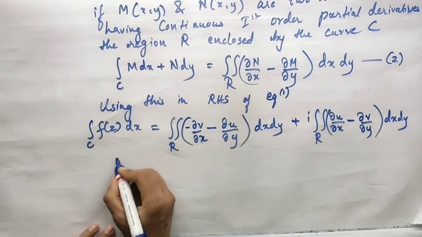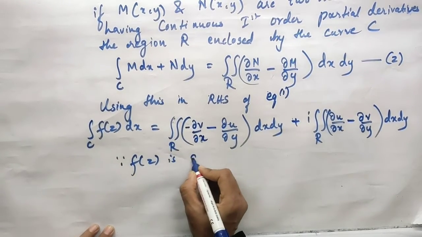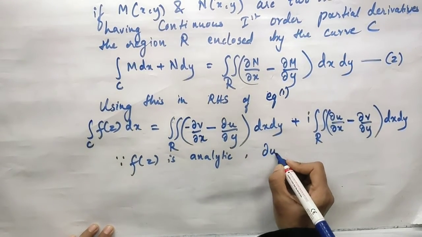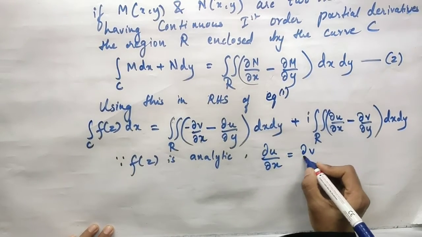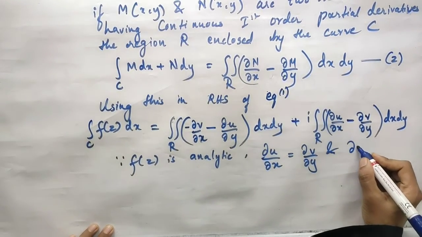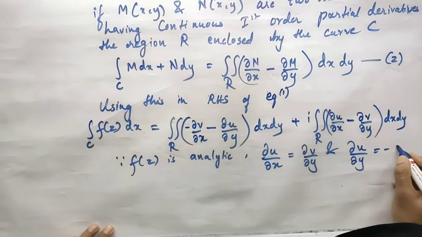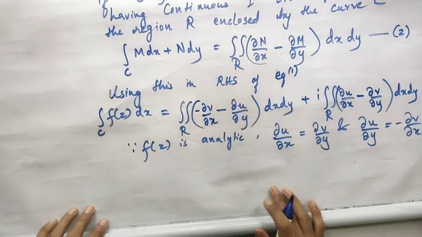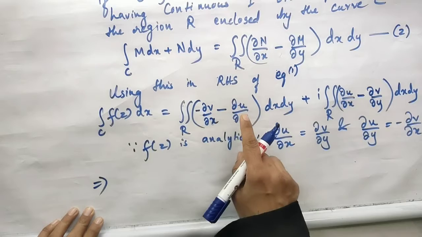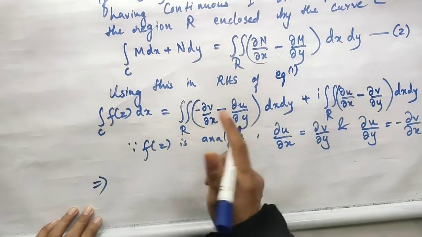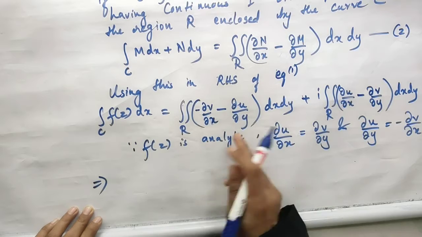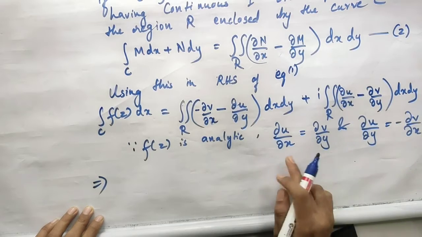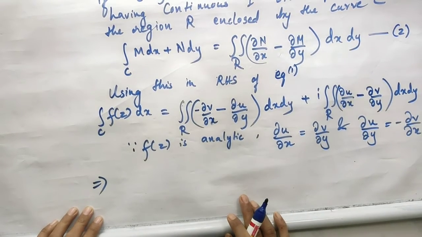Now since f of z is analytic, it must satisfy the CR equations: dou u by dou x is equal to dou v by dou y, and dou u by dou y is equal to minus dou v by dou x. So this implies, for the first part of this integral, that the two of them are equal. Minus dou v by dou x is equal to dou u by dou y, so if you take the difference between the two, it will be 0. Similarly, since these two are equal, the difference between the two will also be 0.